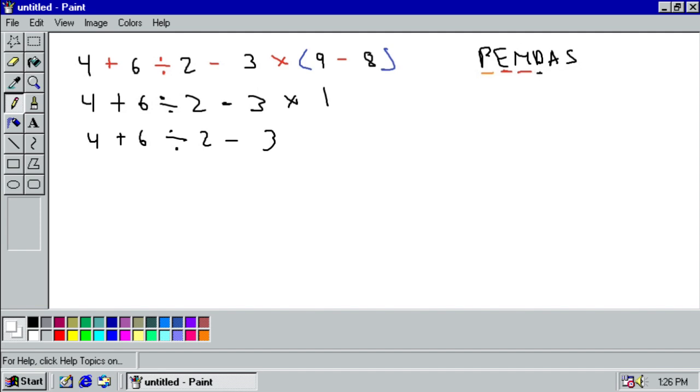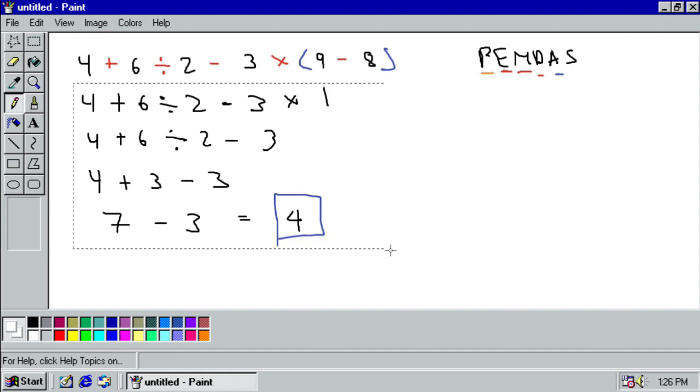Next we need to divide. So we have 4. 6 divided by 2 is 3, minus 3. Next is we need to add them. So we need to add and then subtract. So we have 7 minus 3, and 7 minus 3 will equal 4. So this means 4 is the final answer to this long equation.